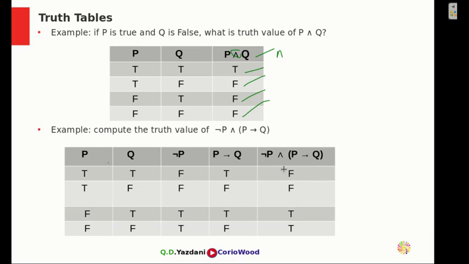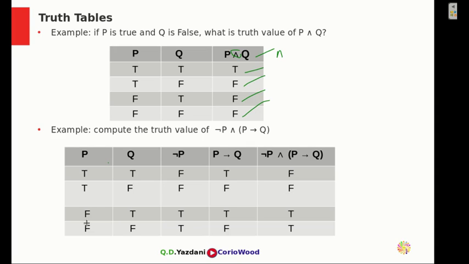So here we have not P, and P implies Q here is true. So here we have true becomes false. So false, and P implies Q is false. So here is true, false, false, and P implies Q is false.